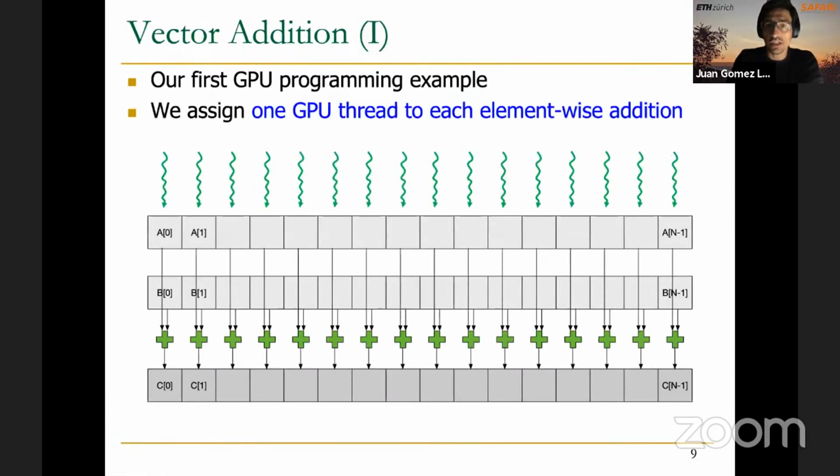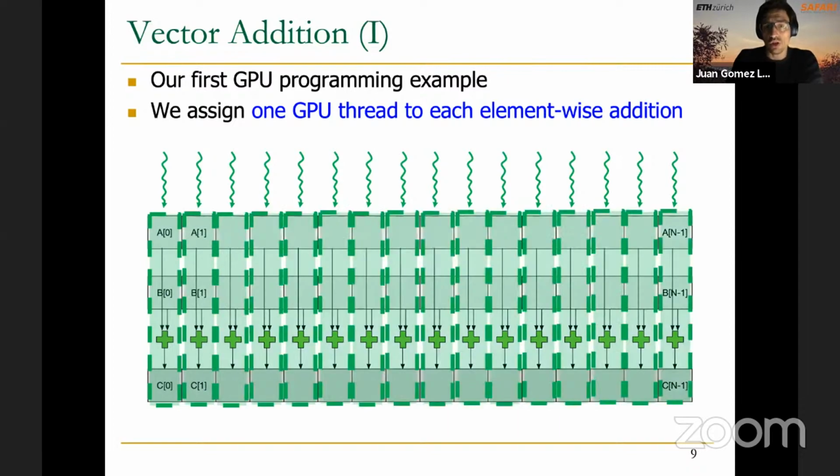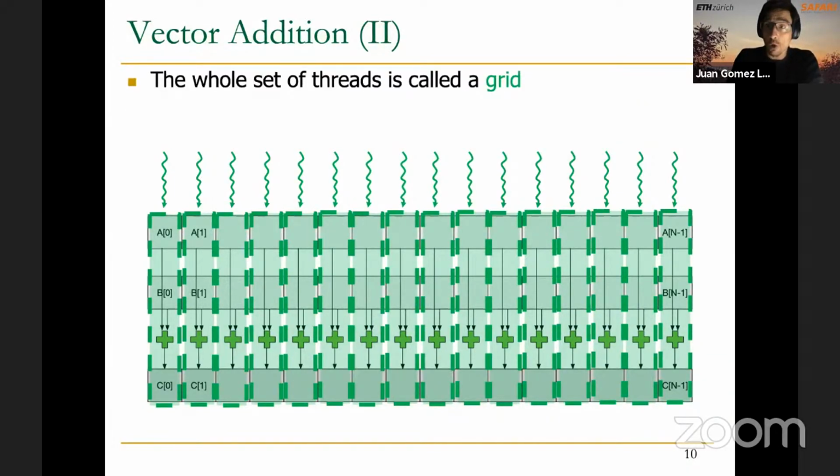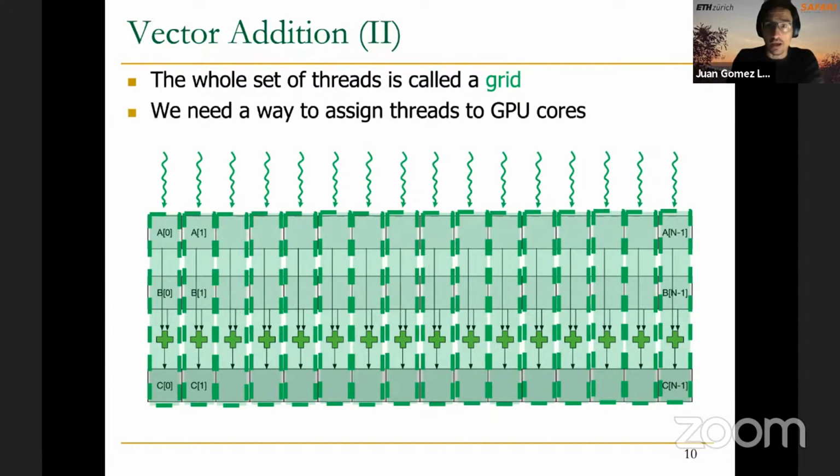Remember that our first example was this vector addition. It's a very simple computation in which we launch as many threads as input elements we have in our input arrays, and then we have each thread computing each of these element-wise additions. The whole set of threads is called a grid.